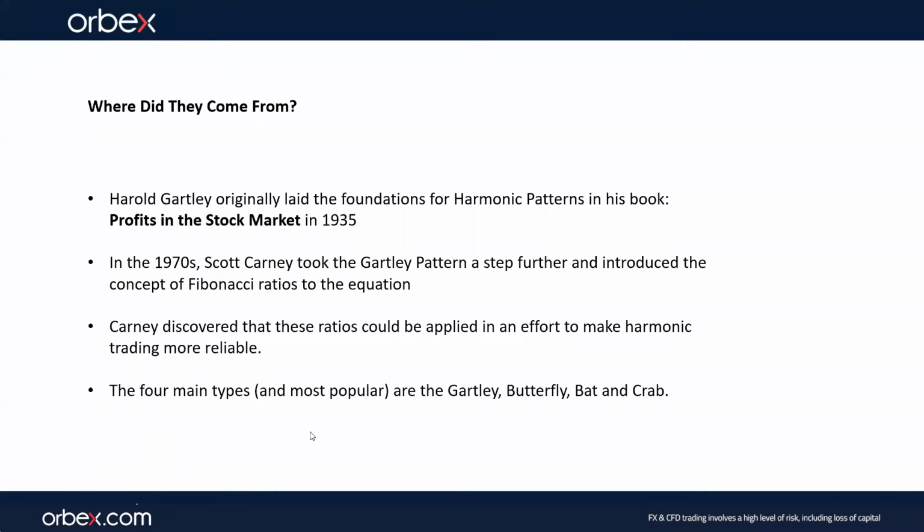The 4 main and most popular types are the Gartley, butterfly, bat, and crab. But we've also got the shark, the deep crab, and the ABCD pattern, just to name a few. So there are quite a few harmonic patterns out there, but the main 4 are Gartley, butterfly, bat, and crab.